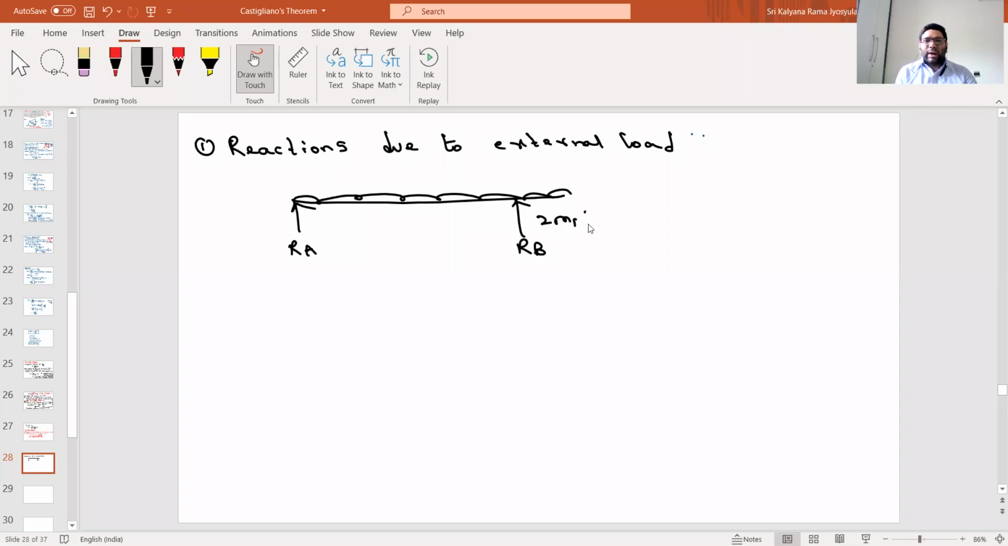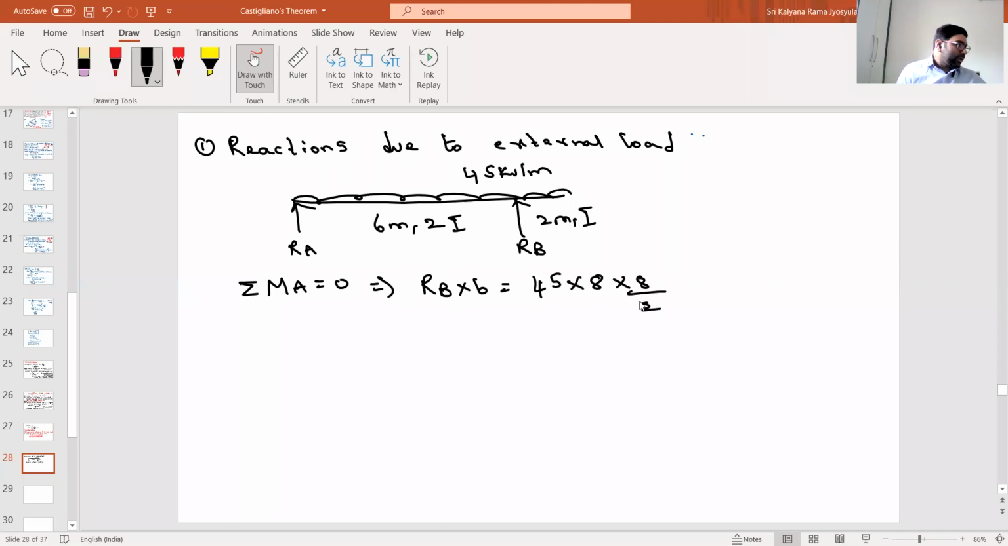And this is 2 meters, and I. This I is a very important point. We should not forget. 6 meters, 2I, and this is 45 kilonewton per meter. Now, basic strength of materials concept, sigma MA is equal to 0, implies RB into 6 is equal to 45 into 8 into 8 by 2. So that we need to calculate. So 240. So RB is equal to 240 kilonewton.